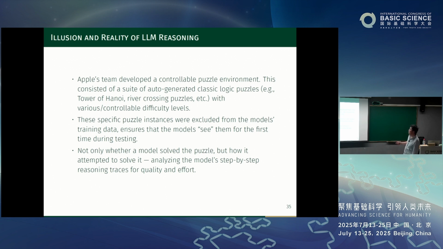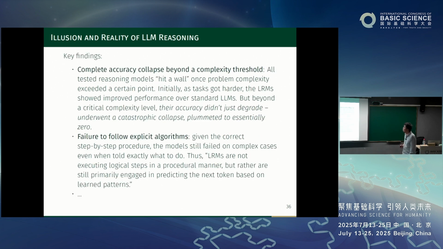Not only did they check whether a model solved the puzzle, they also analyzed how it solves the problem, analyzing the model's step-by-step reasoning traces for quality and effort. Okay, what are their key findings? Complete accuracy collapse beyond the complexity threshold. All tested reasoning models hit a wall once the problem complexity exceeded a certain point.